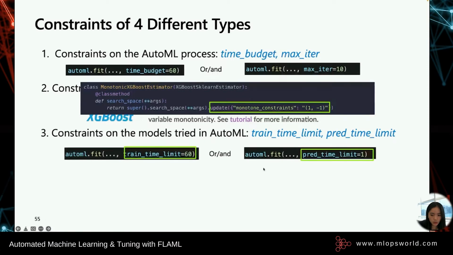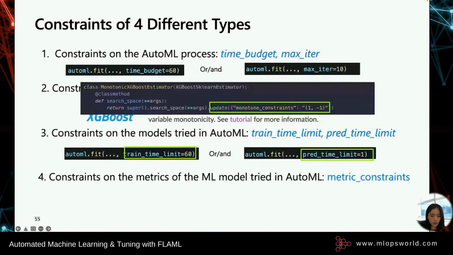Third, you can impose constraints on the models tried in AutoML. Specifically, you can set limits on the training time and the predict time using these 2 keyword arguments. So these two types of constraints are especially helpful in scenarios where, due to some business requirement, you need to find models that train fast or infer fast.